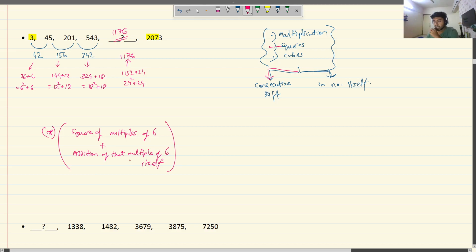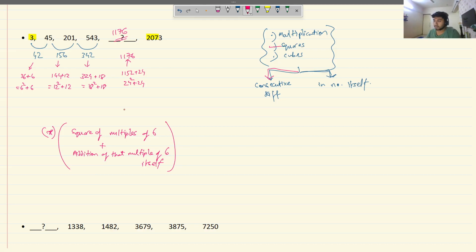So obviously this is the logic for this question, but to remember in general form, it can be the square of multiples of any integer along with the addition of that integer.